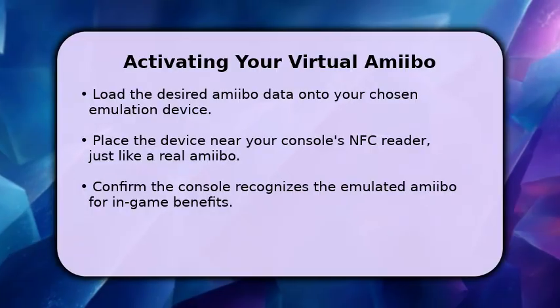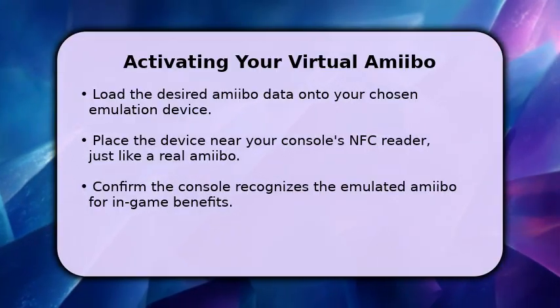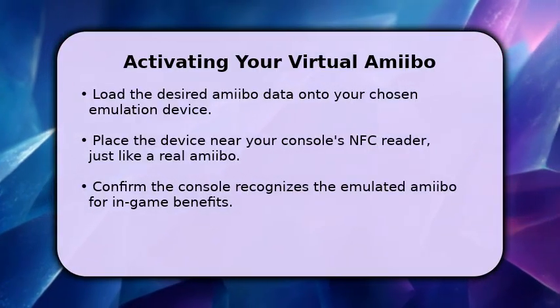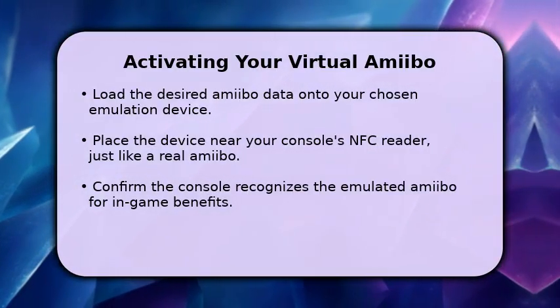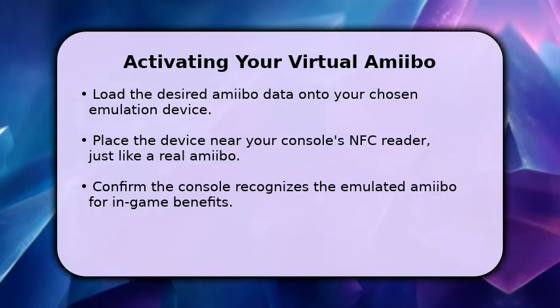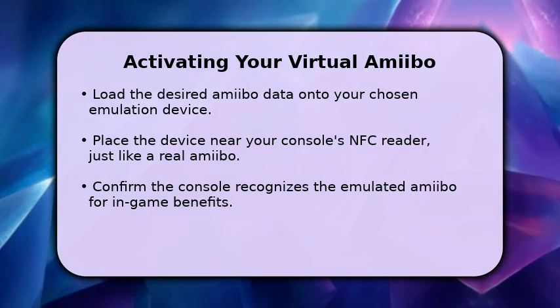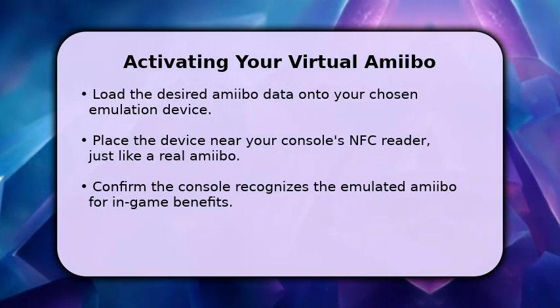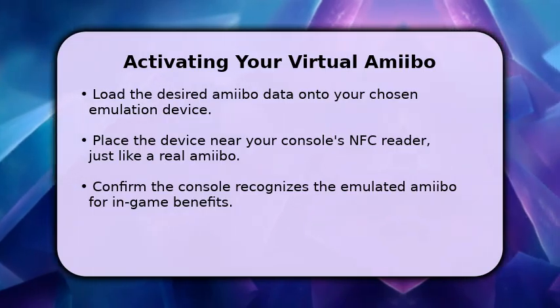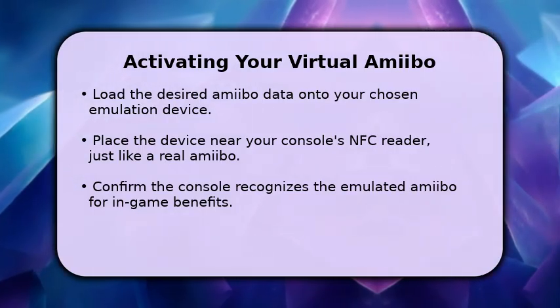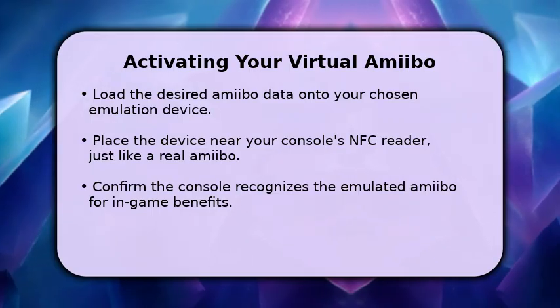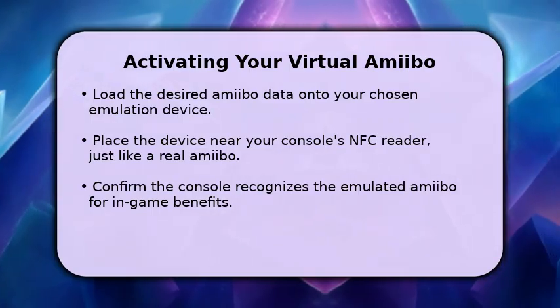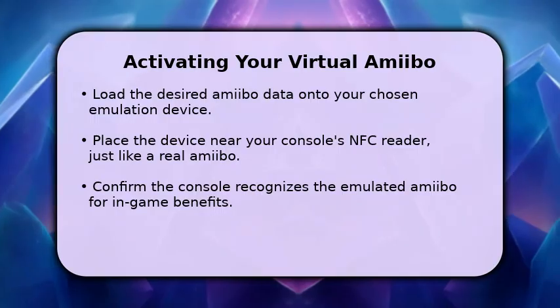Once you have your Amiibo data loaded onto your chosen emulation device, the final step is activation. Simply bring your smartphone or dedicated hardware device close to your console's NFC touchpoint, exactly as you would with a physical Amiibo figure. Your console should then recognize the emulated Amiibo, granting you access to its unique in-game rewards and features. Enjoy your expanded gaming experience.